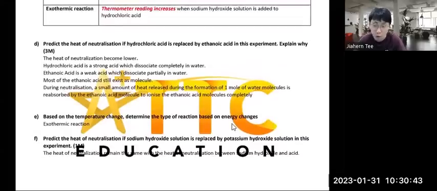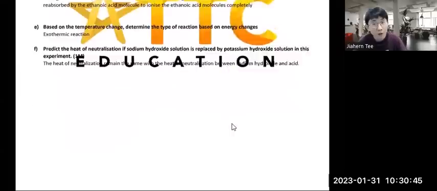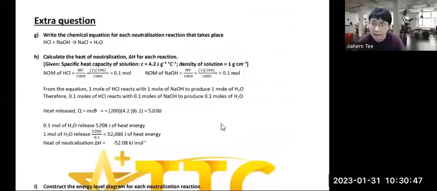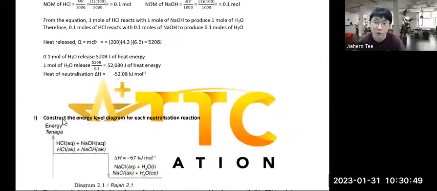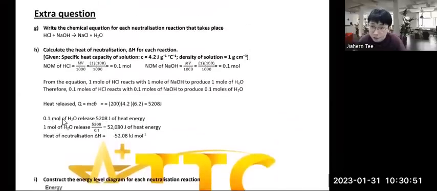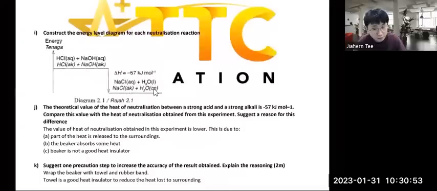Okay, but I would say low chance lah. Then moving on to the third type of questions. Okay, guys, extra equation. You just go through it. It's just the same calculation, equation, energy level diagram.